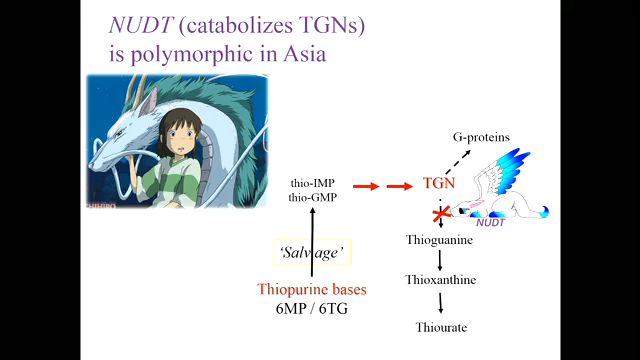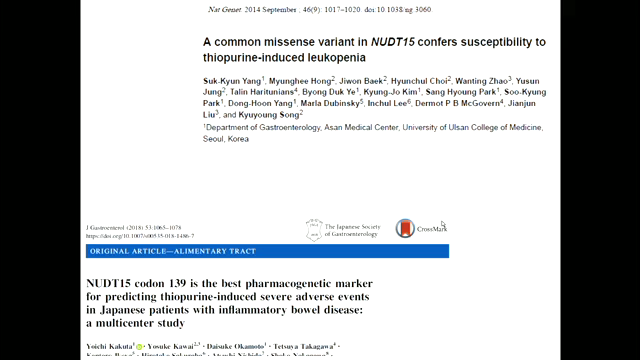They discovered a protein called NUDT15, which breaks down TGNs, and it's polymorphic in Asian patients. This was the original paper that came out in 2014, so not long ago, and it was from Korea. It was looking at a common variant in this gene, NUDT15 it's called, and it confers susceptibility to leukopenia or myelosuppression. Here's another one that came out in 2018 looking at Japanese patients. So this is just happening now.